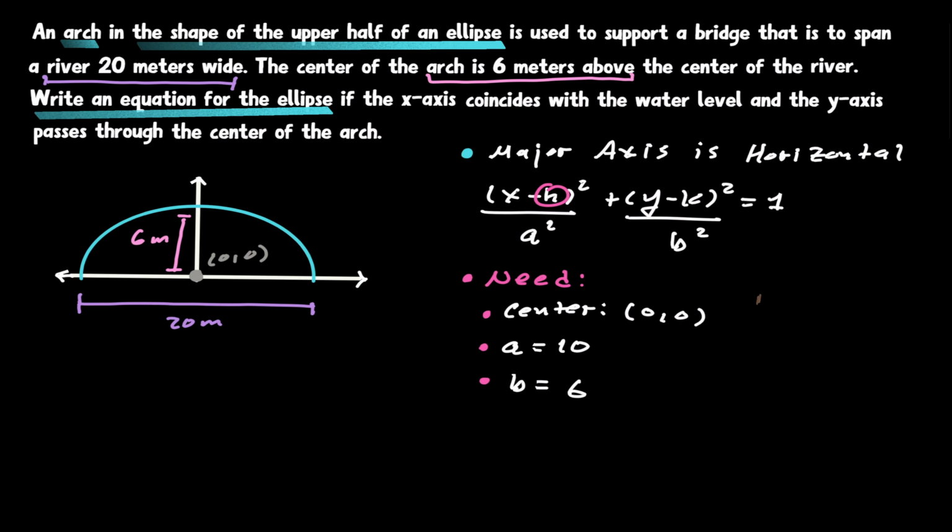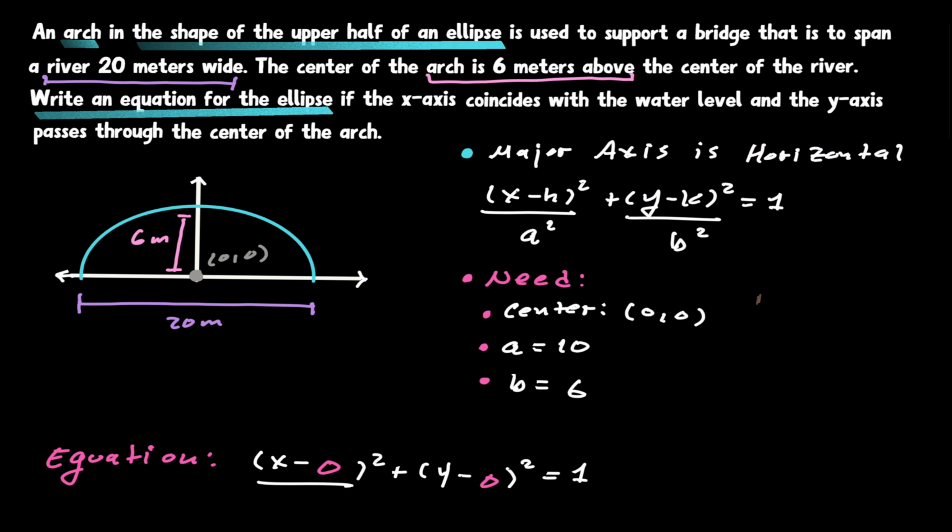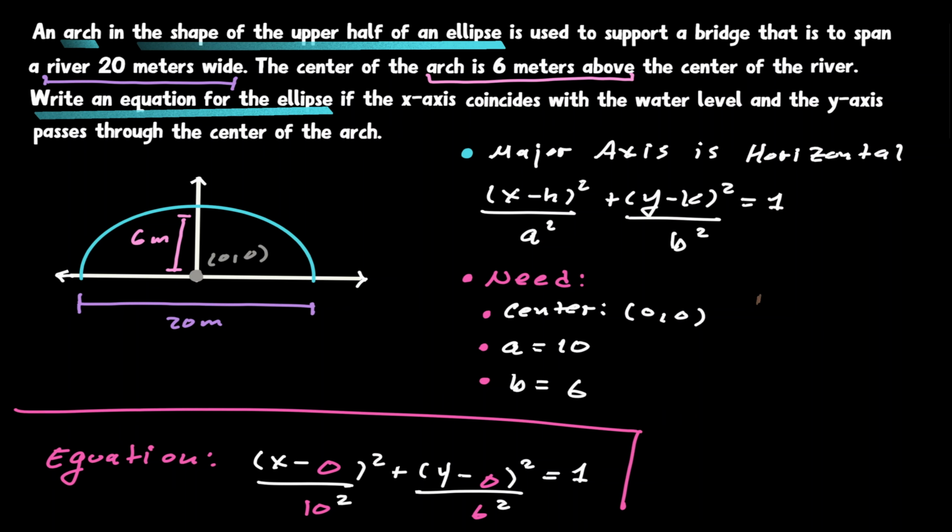In our equation, for h and k, let's plug in the information of (0, 0). For a, let's plug in the value of 10. And for b, let's plug in the value of 6. So now we're going to get (x minus 0) squared over 10 squared plus (y minus 0) squared over 6 squared equals 1. So we are done. This equation at the bottom represents the ellipse in this word problem.